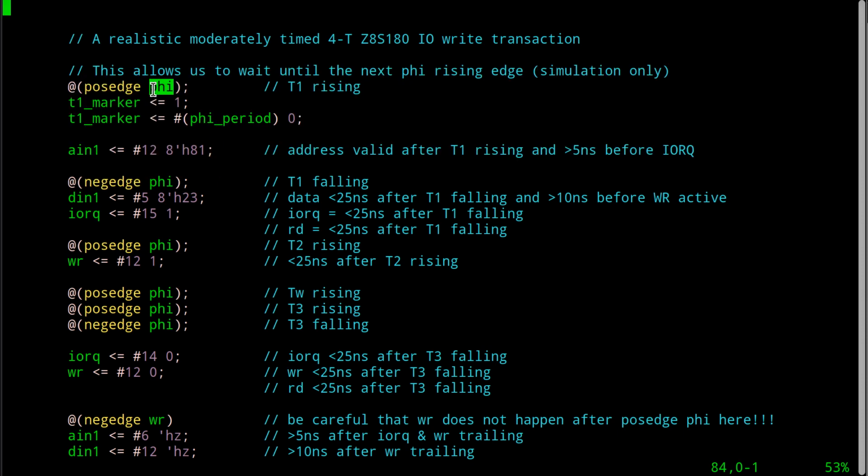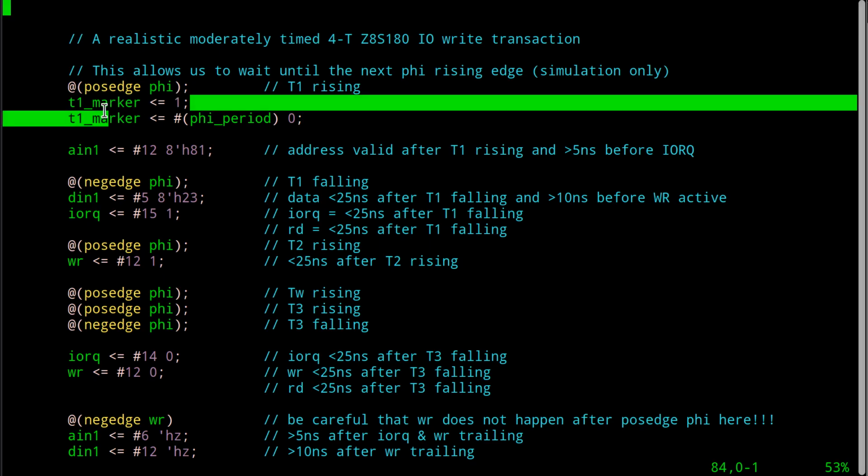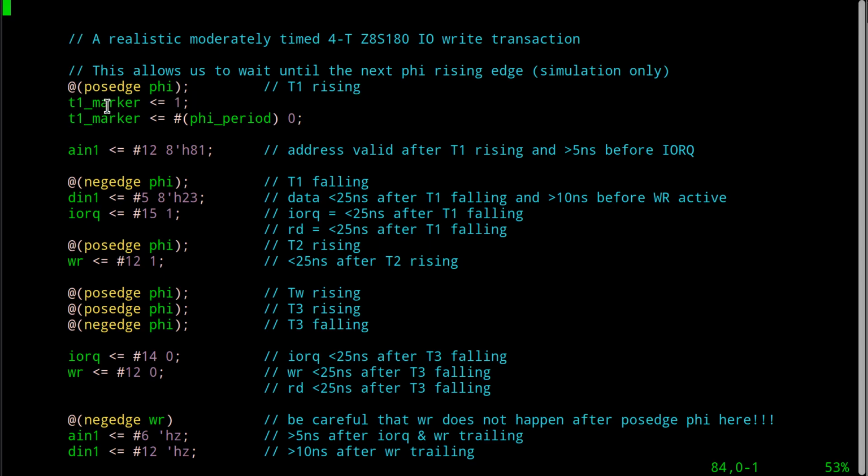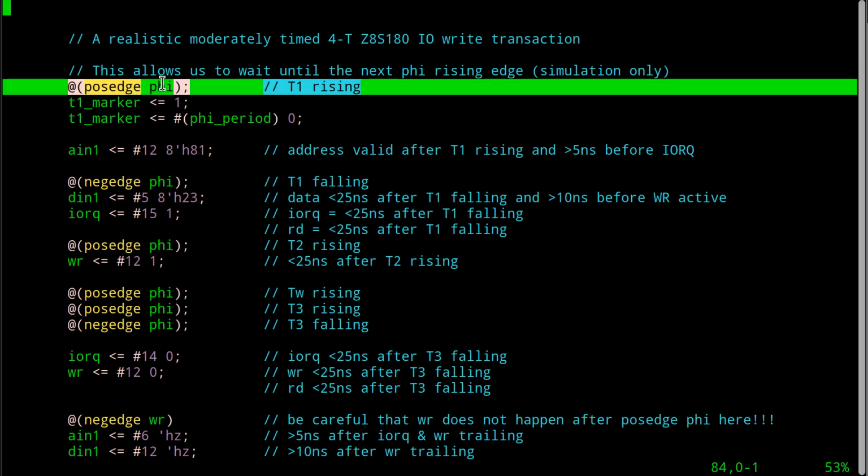We wait until phi goes high. In the simulation, it has already gone high by the time I get here, like I said. Then I set the marker to 1 with a non-blocking assignment. So if anybody uses this, and nobody does because it's just a marker, it will change its value along with everything else that happens synchronously after phi goes on that rising edge.